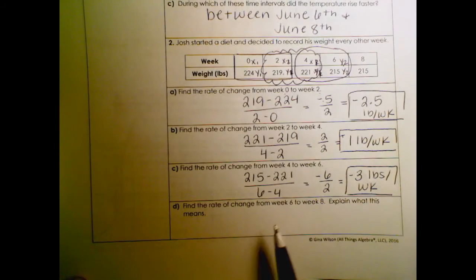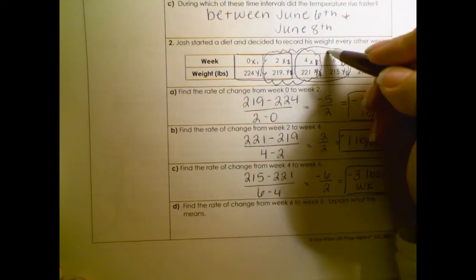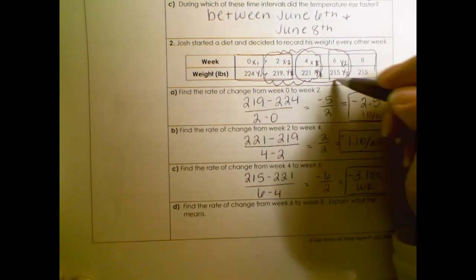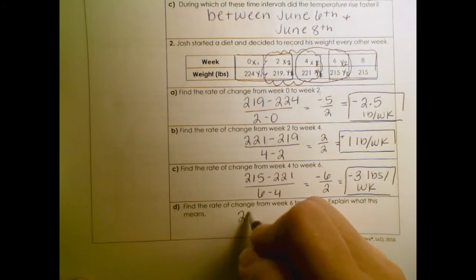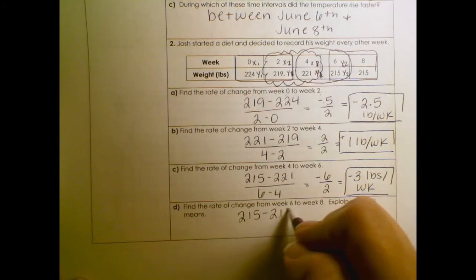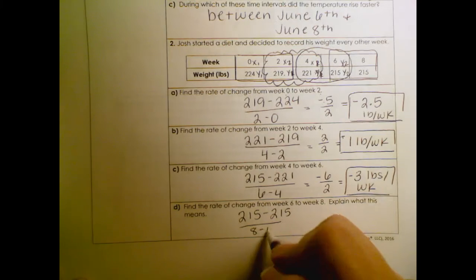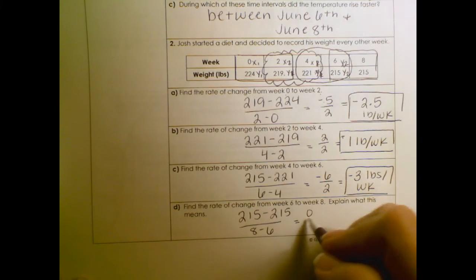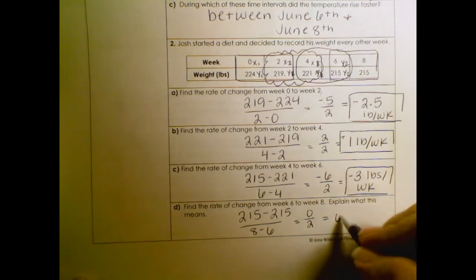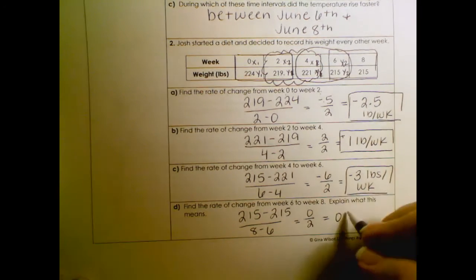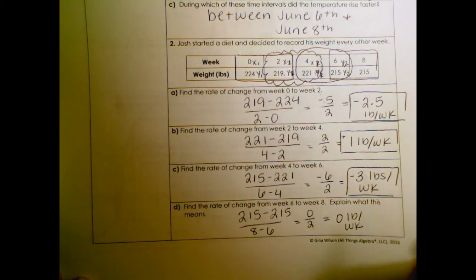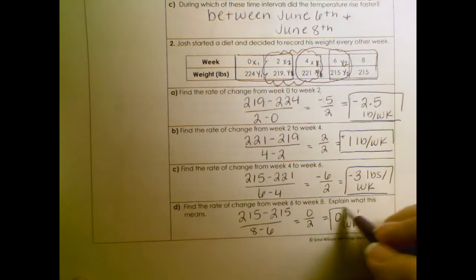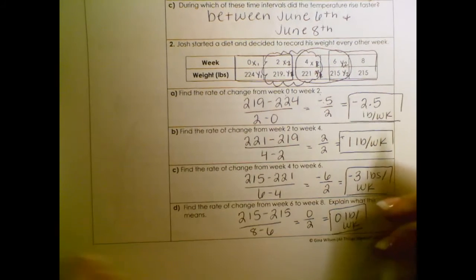So find the rate of change between week 6 and week 8. Week 6 and week 8. 215 minus 215 over 8 minus 6. It reduces to 0 pounds per week. So his weight did not change.